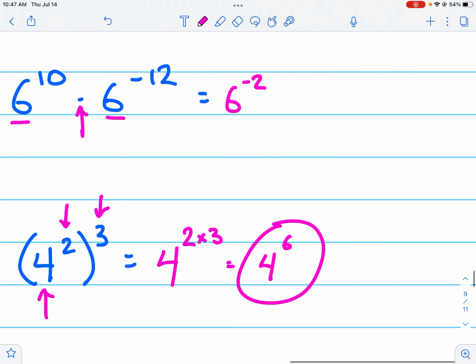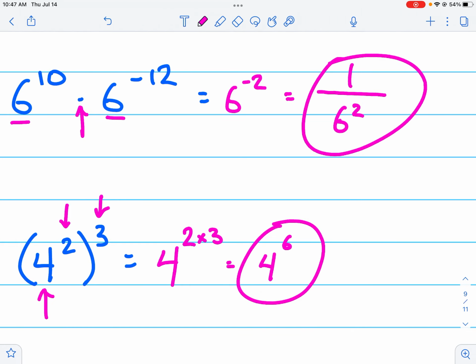And if you have something negative, you're going to employ this rule, right? 6 to the negative 2nd, for example. You're going to create a fraction. You're going to take this 6 to the negative 2nd and you're going to move it to the bottom of the fraction. And by doing that, you're going to remove the negative sign. So it shows up down there. Notice no negative sign. And then on the top, you put a 1. And you're done. Very, very simple.